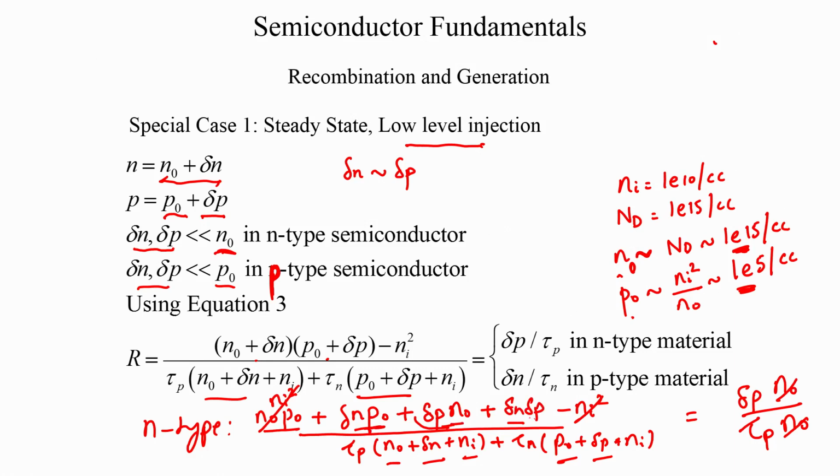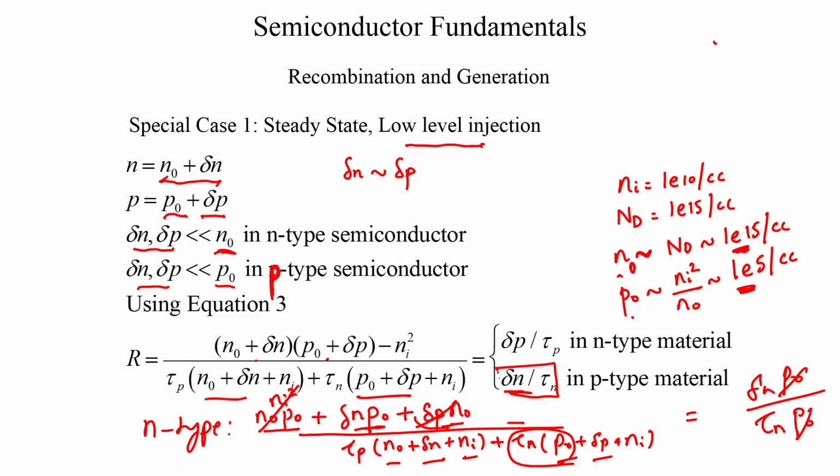Similarly, in the case of P type semiconductor, if we retain these expressions, p naught is much greater than n naught and delta n. So, these two terms disappear and the numerator becomes delta n into p naught, and from the same arguments this term is what dominates and your denominator will be tau n p naught. The recombination rate is delta n by tau n, that is the excess electrons injected in the P type material divided by the minority carrier lifetime of electrons.